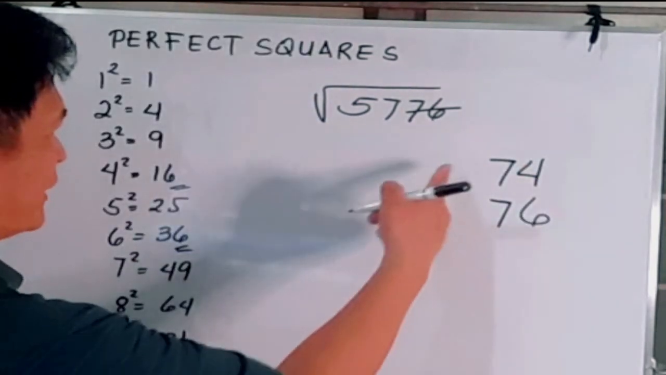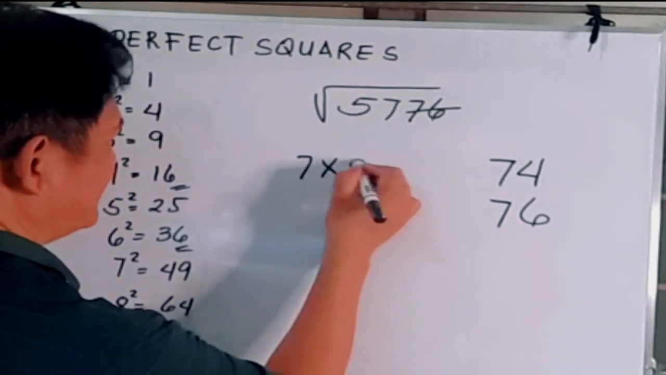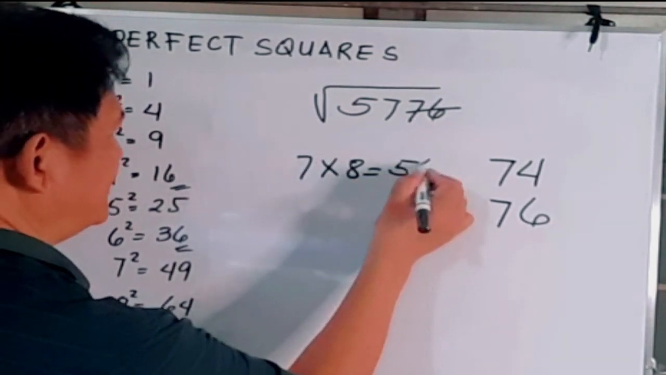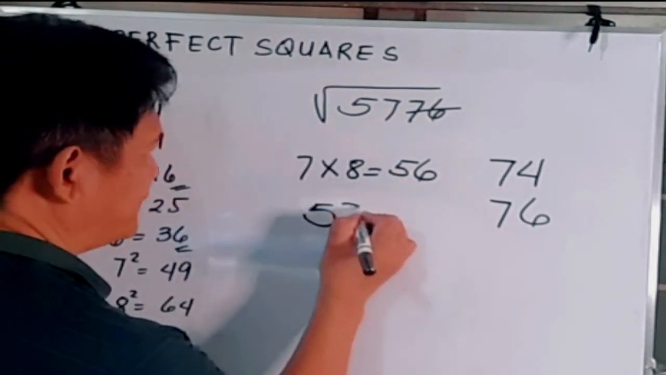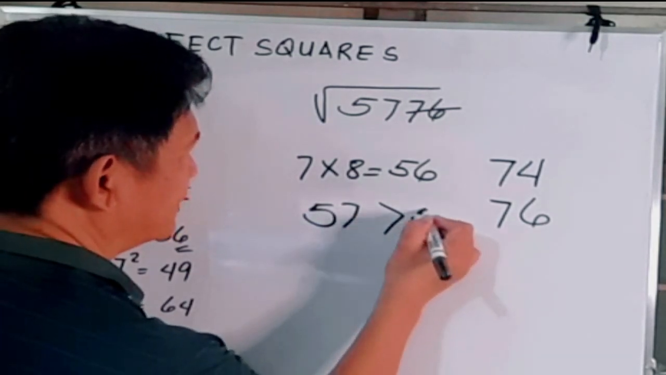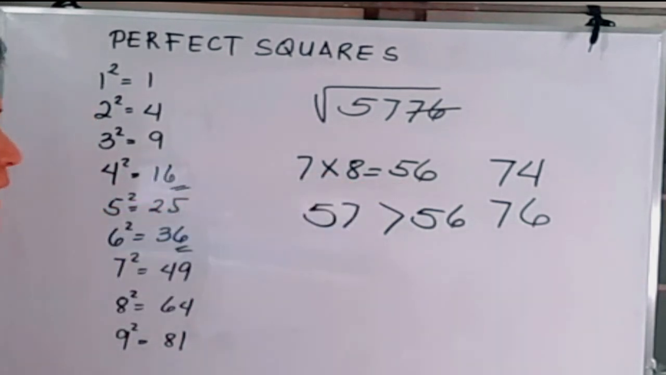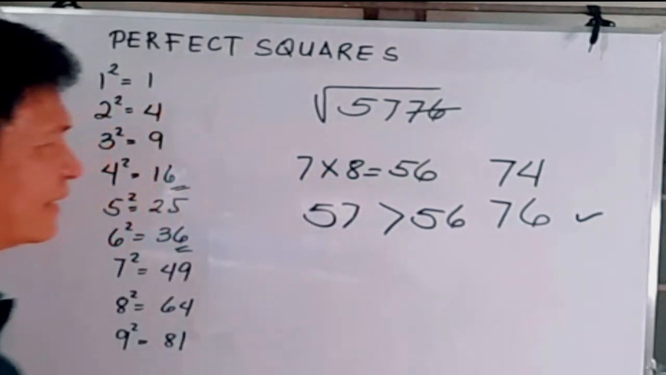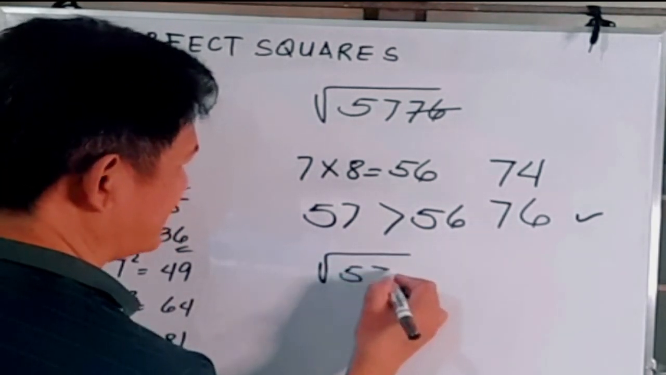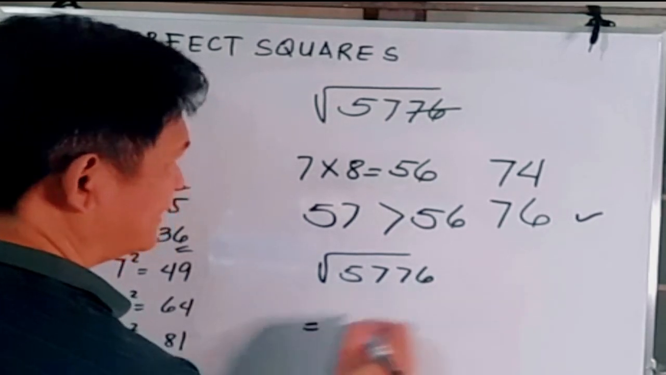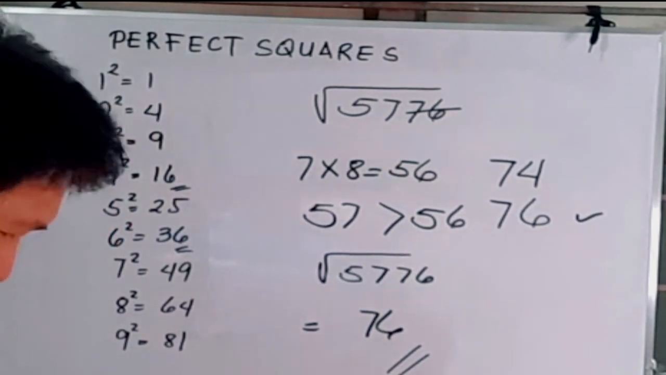Let's multiply 7 by the next higher number. 7 times 8 is equal to 56. Let's compare 57 and 56. 57 is greater than 56. So since 57 is greater than 56, we get the bigger value. So the square root of 5,776 is equal to 76. That is your answer.